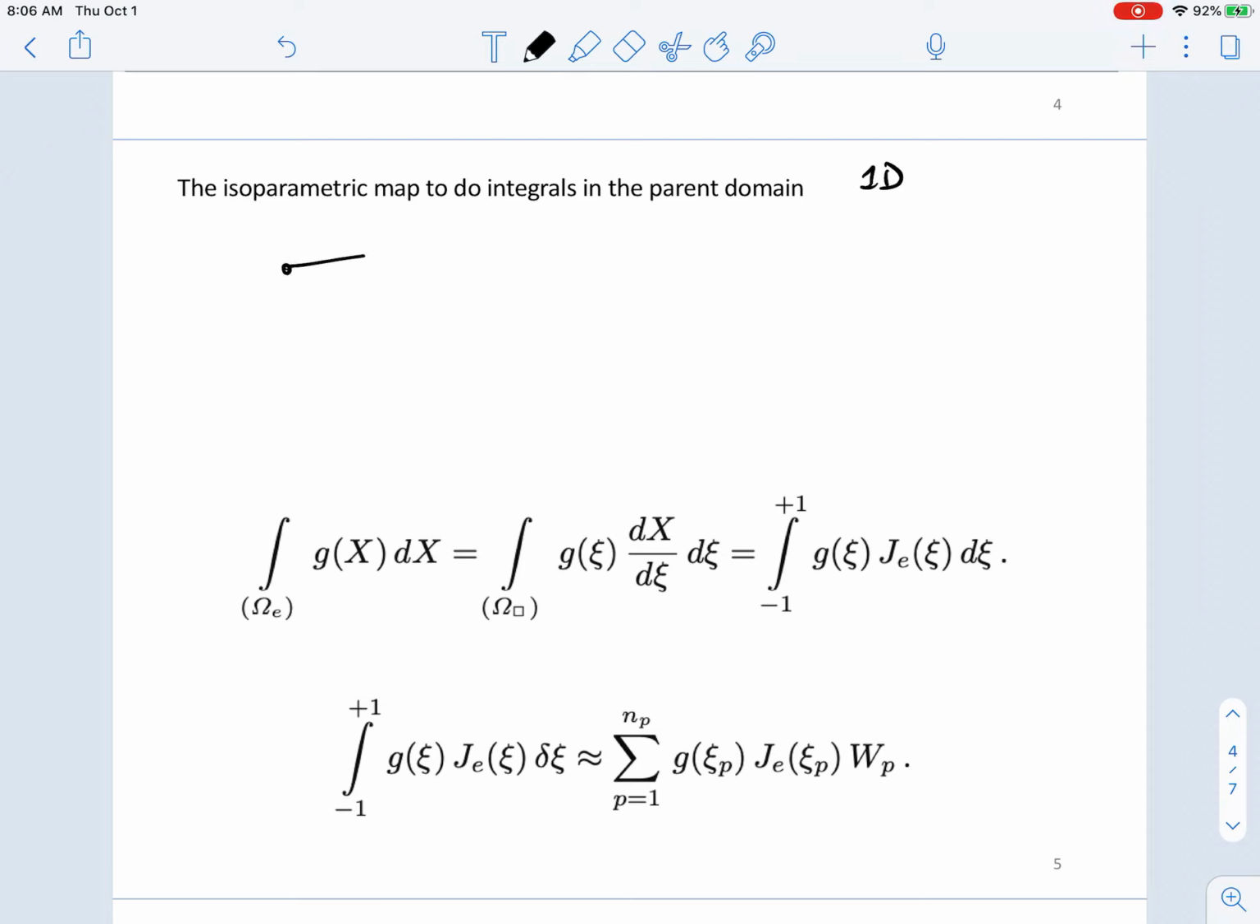So obviously what is next? Well, you need the isoparametric map, right? Because if you consider 1D, then in 1D you have your element that is in the x space, and then you have your corresponding element in the xi space, where the xi is actually from -1 to 1, right? And this one is from x1e to x2e.